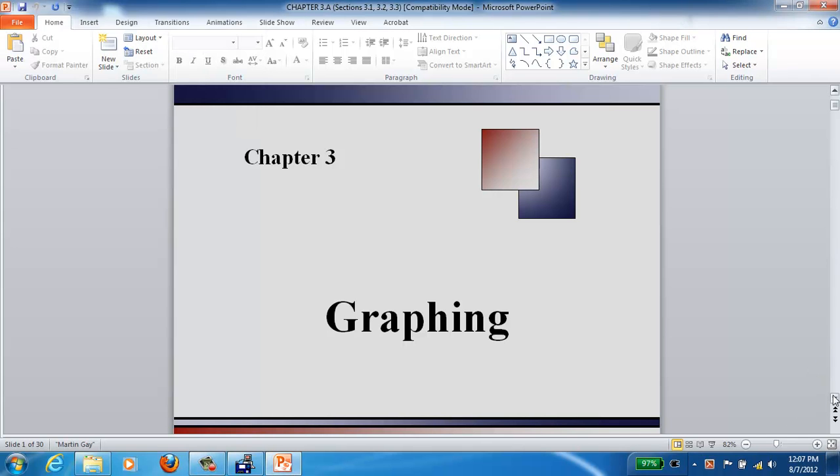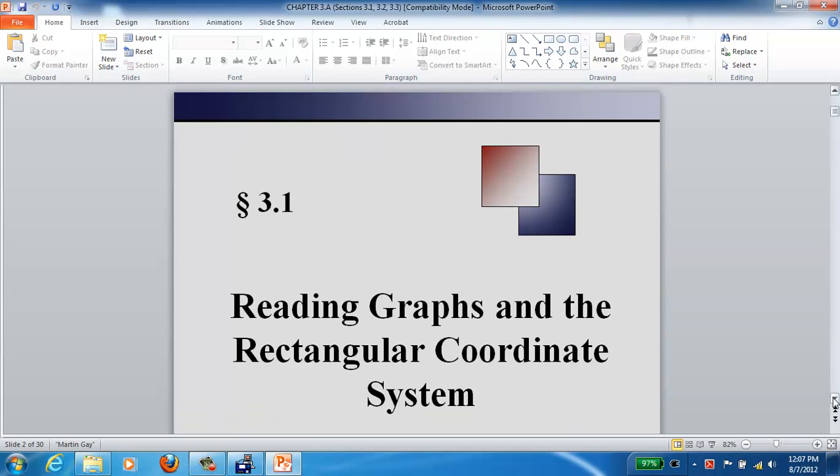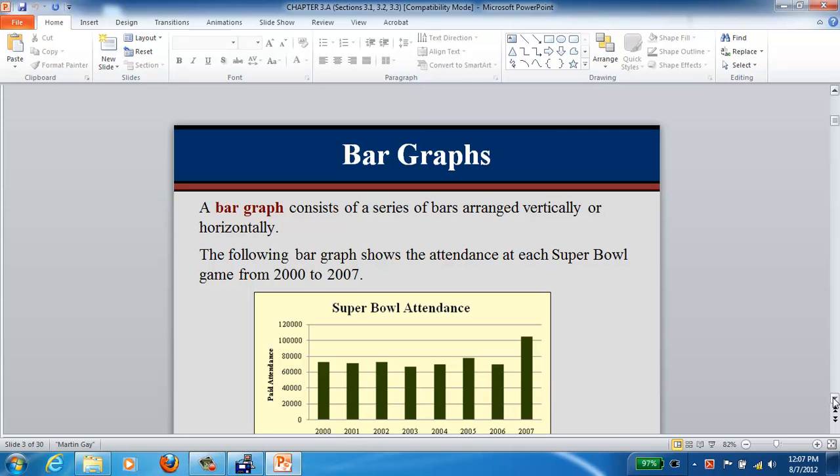Today we'll be starting chapter 3A on graphing. Section 3.1 is about reading graphs in the rectangular coordinate system.